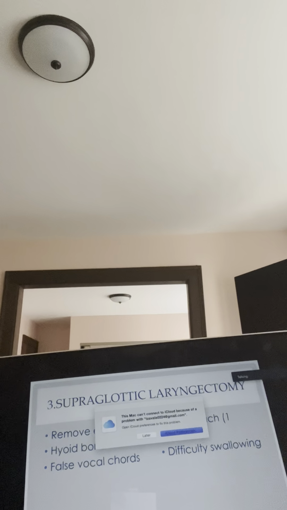Okay. The fourth type is a supraglottic or laryngeal laryngectomy. And in this one, we remove the epiglottis. We remove the hyoid bone, the false vocal cords, they will have a temporary trach for up to 1 week.